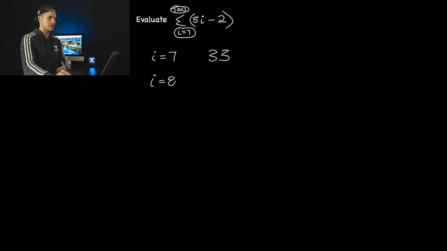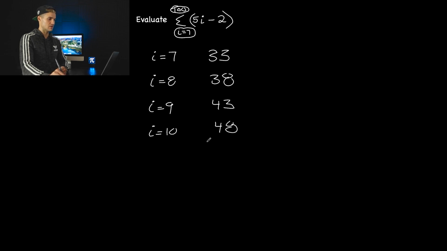Then we go to the next counter, which is 8. If we plug in 8, 5 times 8 minus 2 gives us 38, which is 40 minus 2. Then an i value of 9: 5 times 9 is 45, minus 2 gives us 43. Hopefully at this point you are seeing the pattern, and we could keep going until we get to an i value of 100, which is the last one.